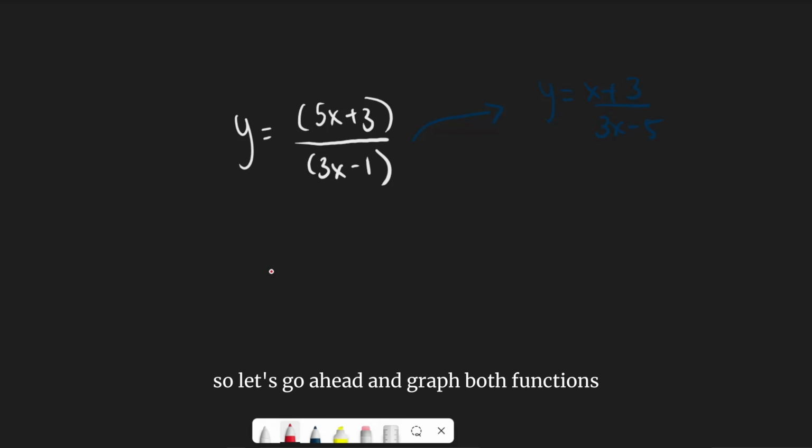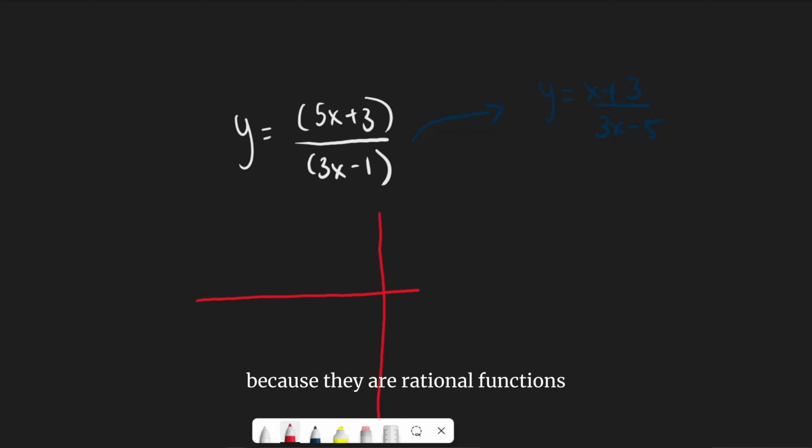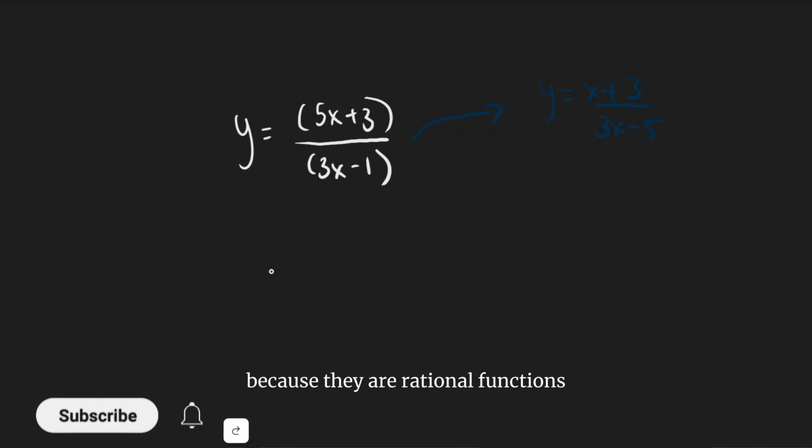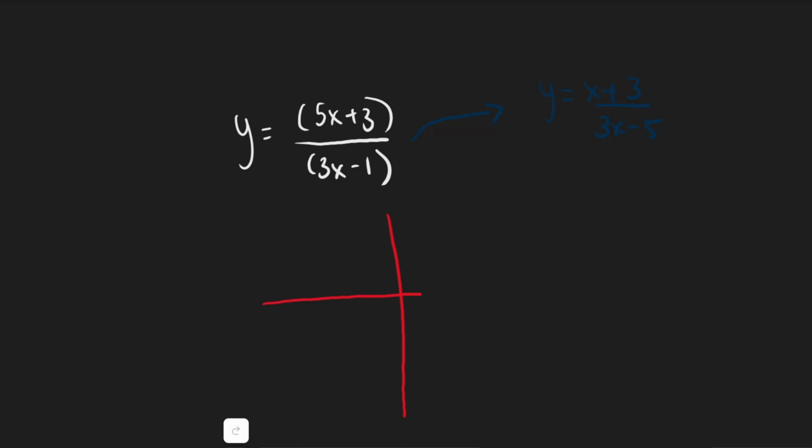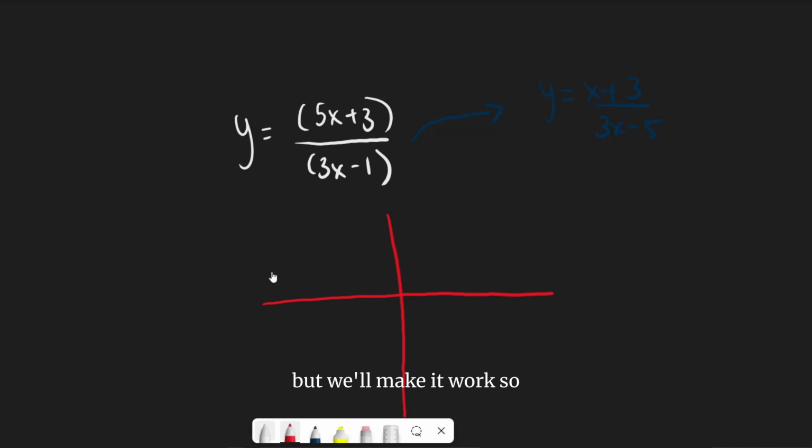So let's go ahead and graph both functions. This is going to be a little bit tricky because they are rational functions, so it might take up a lot of the graph, but we'll make it work. So the way to graph rational functions is asymptotes and then points. For the sake of this video, I'm not going to plot actual points. I'm just going to graph the general shape of the rational function. But let's go ahead and find our horizontal and vertical asymptotes.